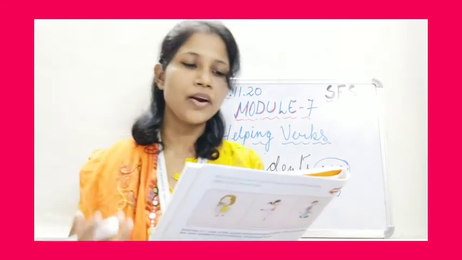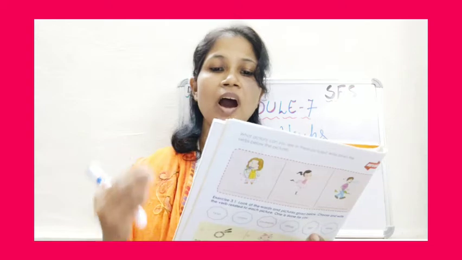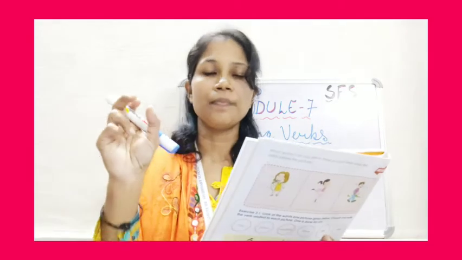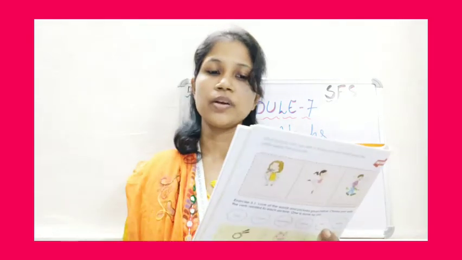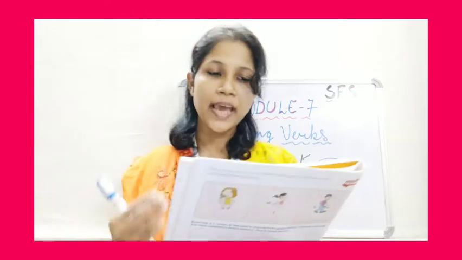Next one is are: used with you, we, they and plural nouns. Are is the plural one. The children are playing in the garden. Children is the plural form. What is the singular form of children? It is child. So children are playing in the garden. Which is the main verb? Playing. And which is the helping verb? Are.